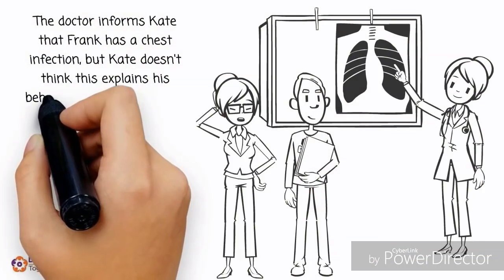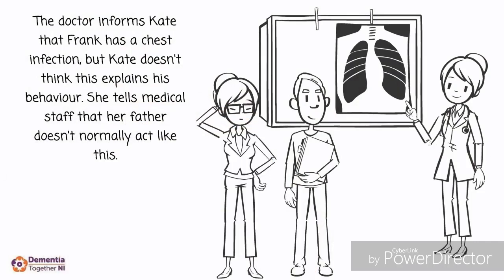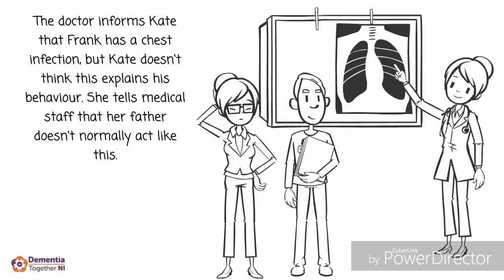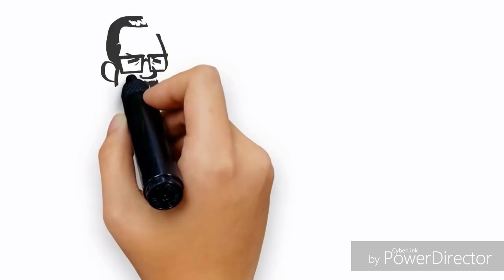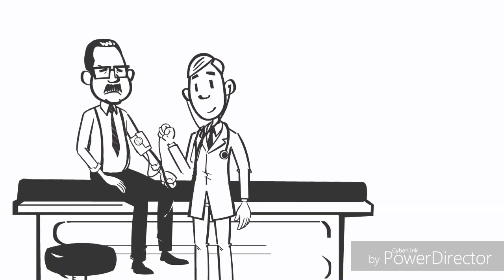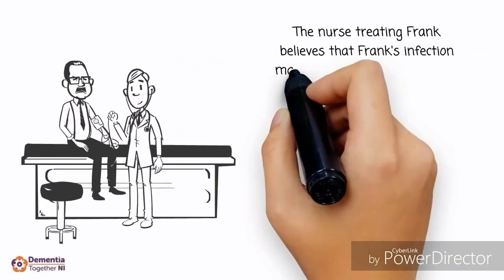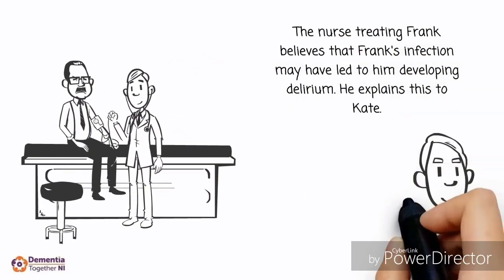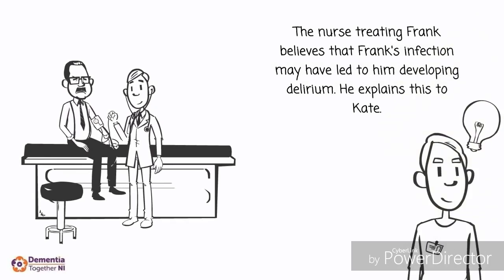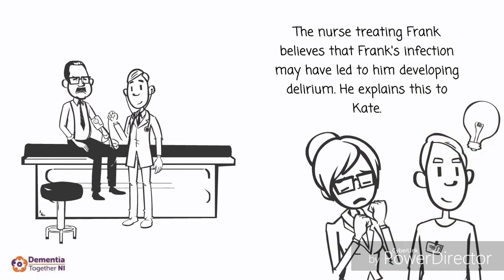The doctor informs Kate that Frank has a chest infection, but Kate doesn't think this explains his behaviour. She tells medical staff that her father doesn't normally act like this. The nurse treating Frank believes that Frank's infection may have led to him developing delirium. He explains this to Kate.